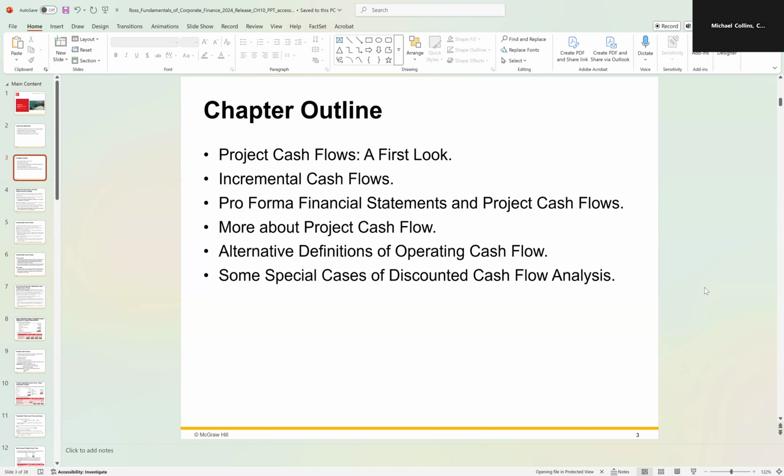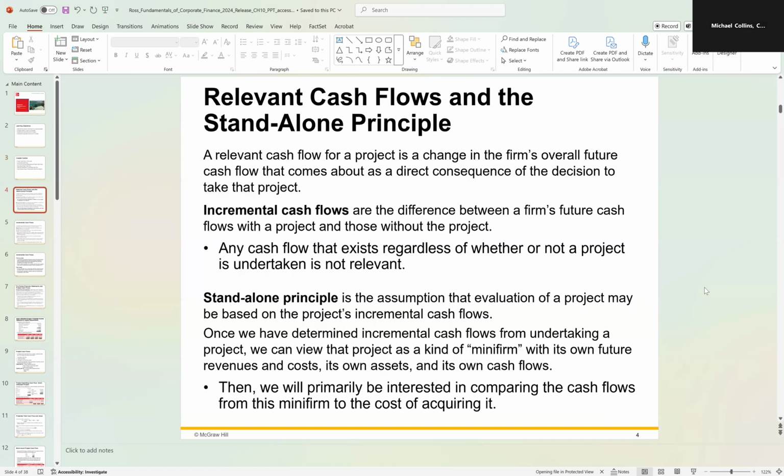I mean, if you're trying to project cash flows in 2017 for the next 5 years, COVID would have messed all that up, right? If you were an airline running projections in 2006, the financial crisis would have messed that up. Alternative definitions of operating cash flow in some special cases. I will try not to read every word on these pages here, but relevant cash flows and the standalone principle.